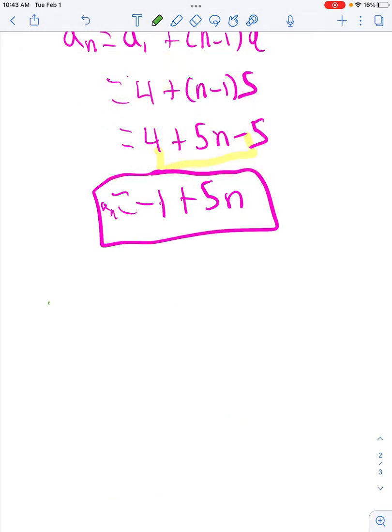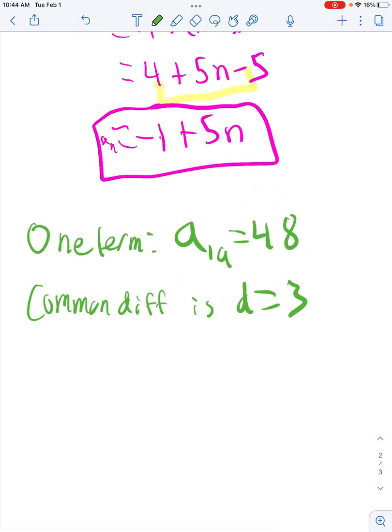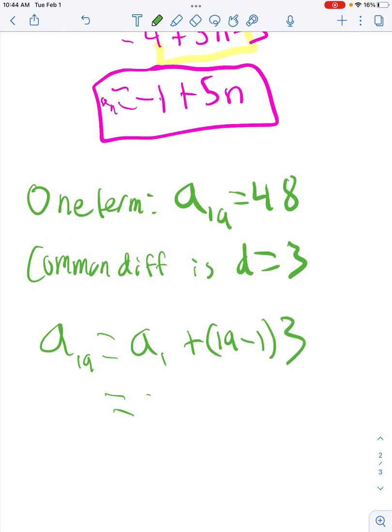Slightly different type of example. Let's say I want you to figure out the rule, and all I give you is one term, A sub 19 equals 48, and the common difference is d equals 3. So again, just writing a general rule, I know that A sub 19 equals, I don't know what my first term is, that's what I want to figure out, but my n in this case is 19, minus 1, and then my d is 3.